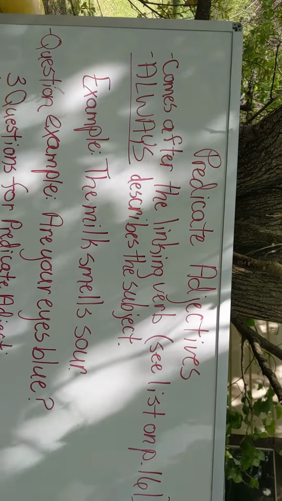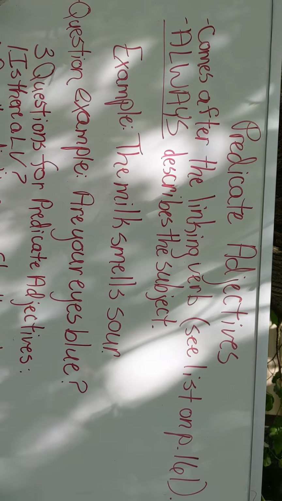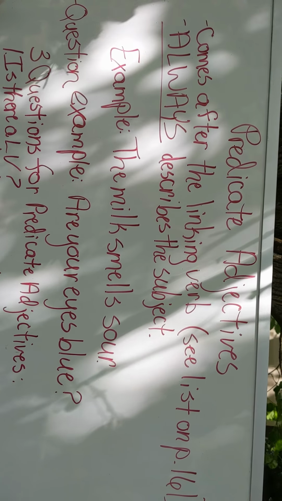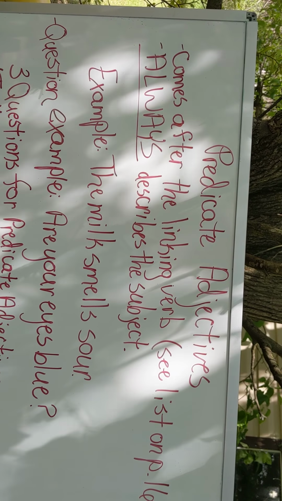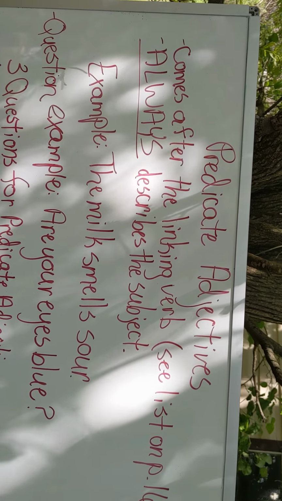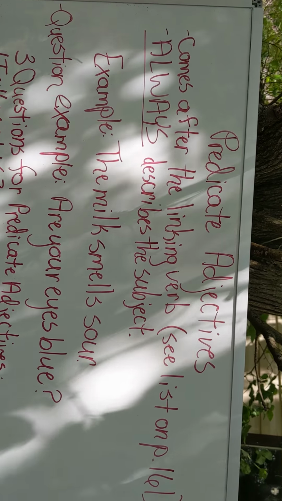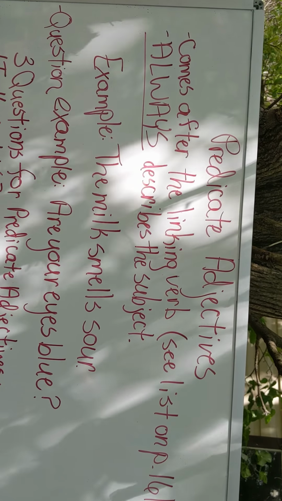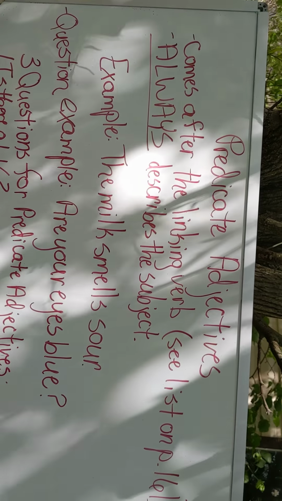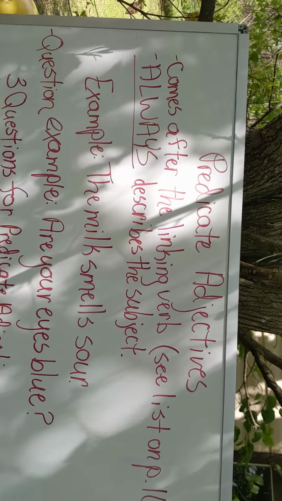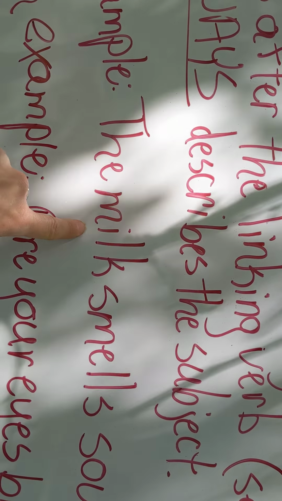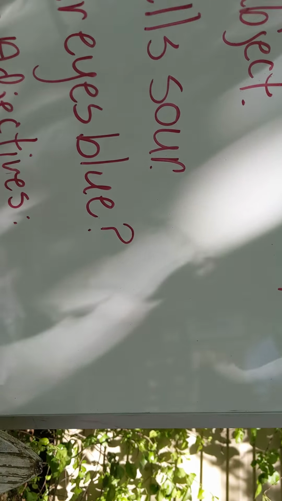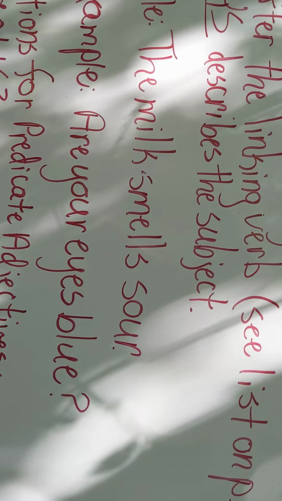So remember, it comes after the linking verb, from the list that we just looked at, and it always describes the subject. The reason why it's called a predicate adjective is because it comes in the predicate part of your sentence, meaning the verb and everything after that is your predicate. Because there are two main parts of your sentence, if you look at my example on the board, you have your subject part, and then you have your predicate part. And after your verb is where your predicate adjective will always come.